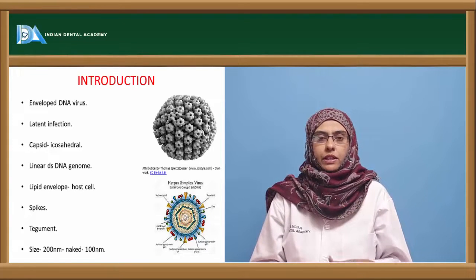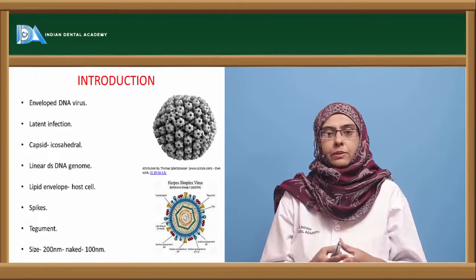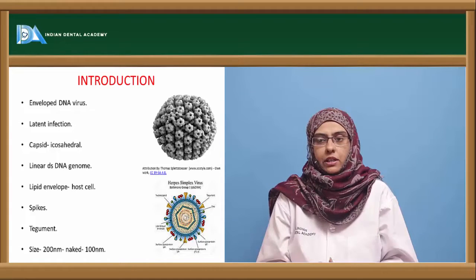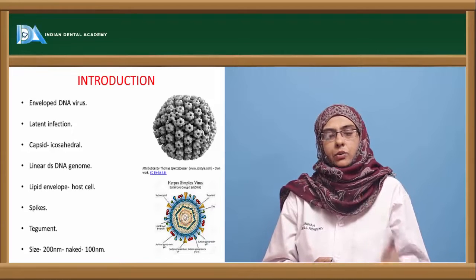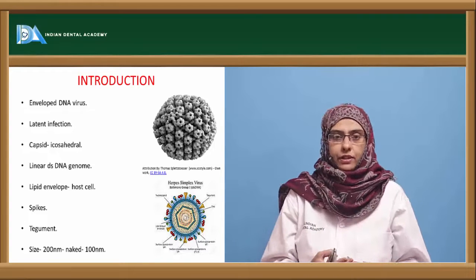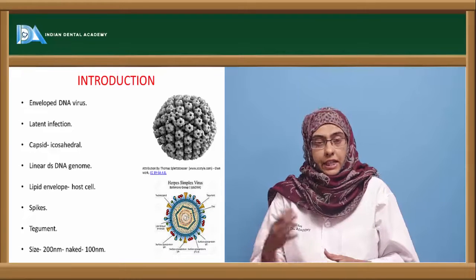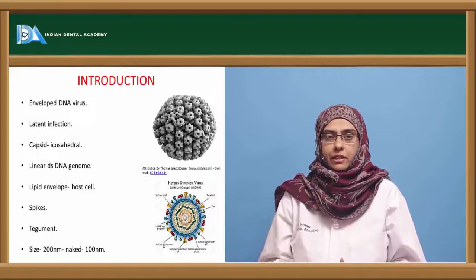Moreover, between the capsid and the envelope, there is an amorphous substance called the tegument, which is proteinaceous in nature. The size of the enveloped virus is 200 nanometer, and in the case of the naked virus, it is only 100 nanometer. It indicates that not all herpes viruses are enveloped in nature.